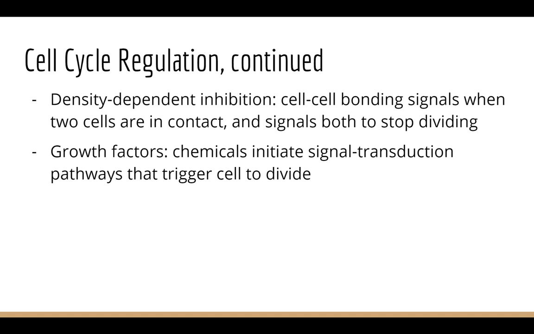Another type of signal that we've already mentioned once or twice are growth factors. So these are chemical signals that are sent out by other cells in your body that tell cells to divide. These can be sent out around the site of an injury or something like that. They can also be hormone triggers that tell your body it's time to go through a growth spurt. So there are different types of chemical growth factors that tell cells to start dividing.